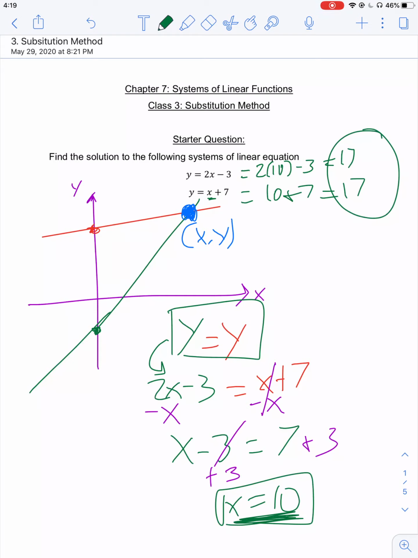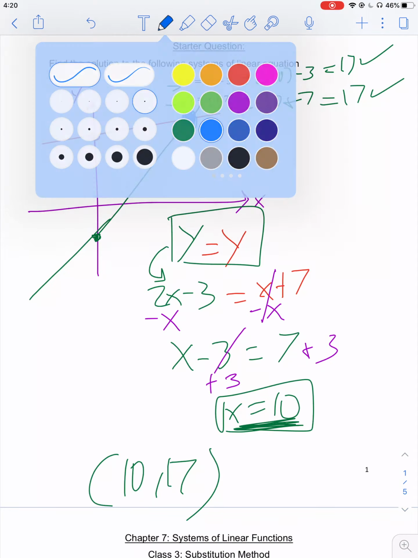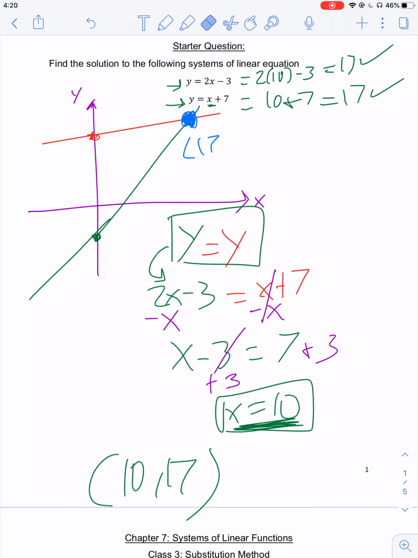So again, my advice is, even though you're supposed to get the same thing in both functions, and you only have to replace it in one of them, make sure you're replacing in both of them, just so that you can convince yourself that you have the right answer. In my case, I'm getting 17 in both cases, so that means I have the right answer. So the coordinate of this point is: my x coordinate is 10 and my y coordinate is 17. So the coordinate is 10 comma 17, which is what I expected.